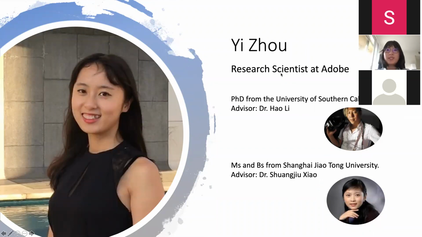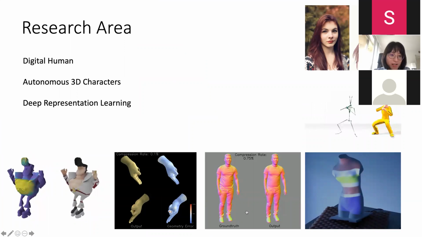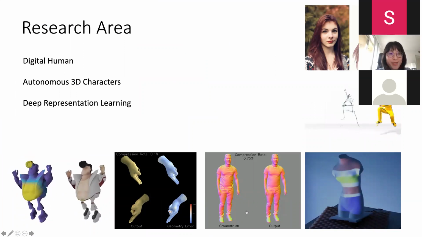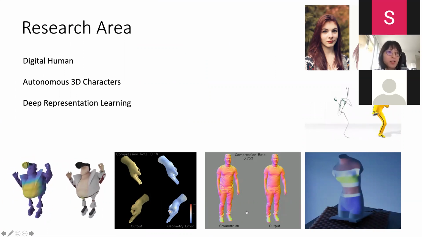Cool, thanks. Yeah, so first a short introduction about me. I am Yi, and I am a research scientist at Adobe. I received my PhD degree from the University of Southern California under the supervision of Dr. Hao Li. And before that, I got my master's and bachelor's degree from Shanghai Jiao Tong University, working with Dr. Shuang Jiuxiao. And my research area mainly lies in digital human, basically everything about digital human, from human modeling to human animation.